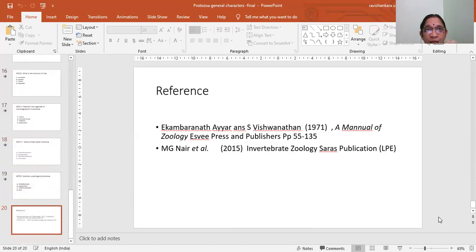If you have more doubts, you can read some textbooks also. There are textbooks on invertebrate zoology: Kotpal by Rastogi publication, Invertebrate Zoology by Verma and Agarwal, Chand publication, and Kambarnath Iyer, M.G. Nair, Sara's publication. So books are available and study materials also available.